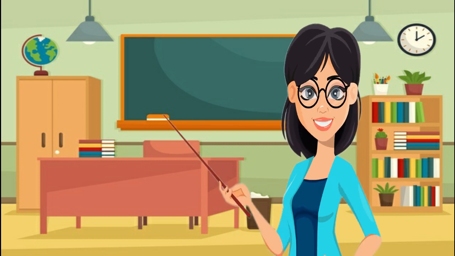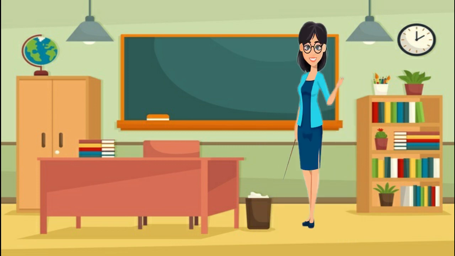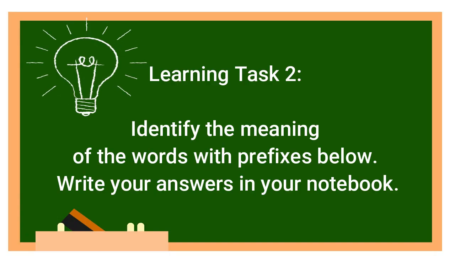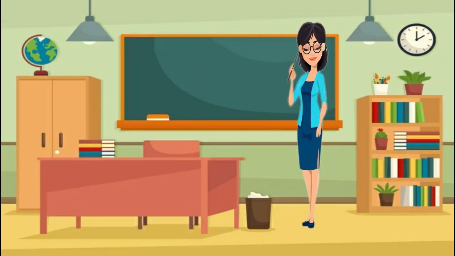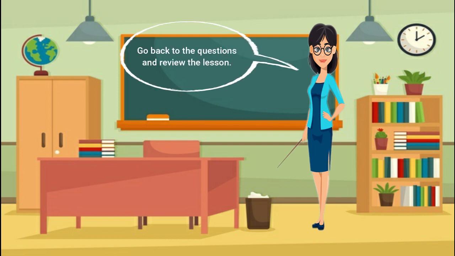How did you find the activity? Is it easy or difficult? For learning task 2, you're going to identify the meaning of the underlined words with prefixes. Remember to write only the letter of your answer. Did you get the correct answer? If you did, very good, children. But if you had a hard time answering, you can always go back to the questions and review the lesson.